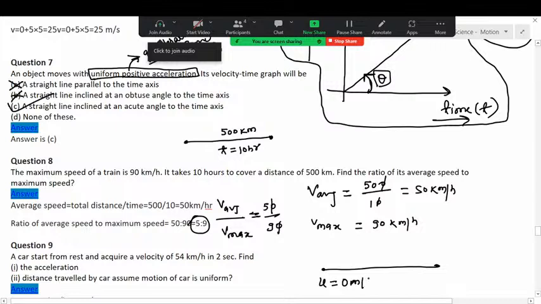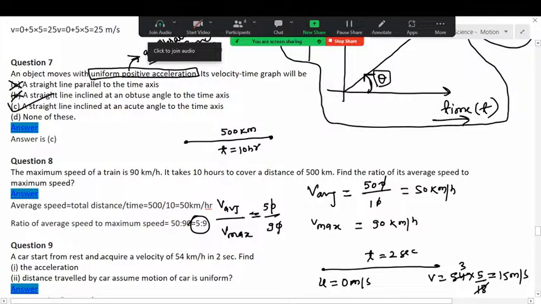And it attained the final velocity of 50 kilometer per hour. We can convert it into meter per second. We just need to multiply by 5/18. That's coming out to be 15 meter per second. We now got the initial velocity, final velocity, and time taken is 2 seconds.